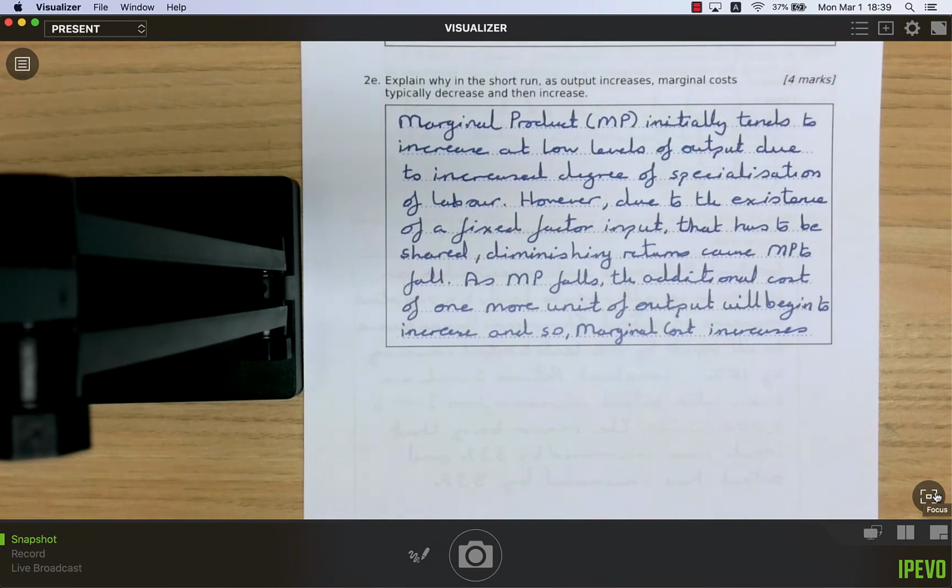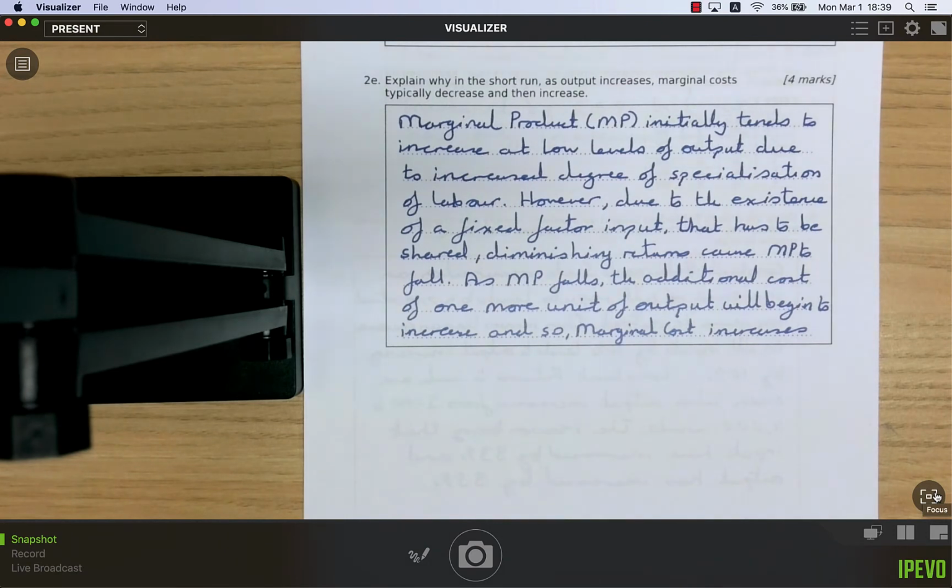If you have 3 workers, that's on average 1 worker to a machine. If you have 60 workers, that's on average 20 workers to each machine. They have to share these machines. So we're adding workers, but we're not adding extra machines.